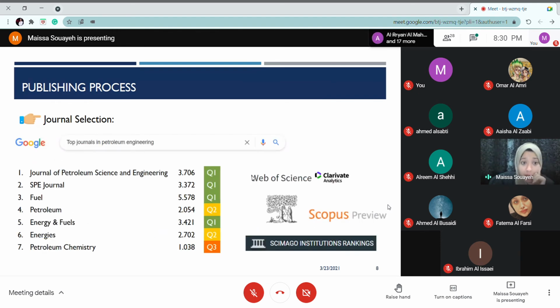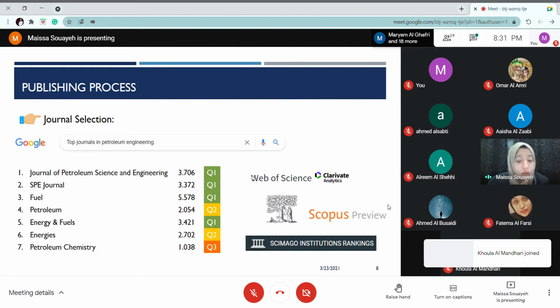For example, I want to publish in a journal in petroleum engineering. I can just Google top journals petroleum engineering. A big list will come up. I can select a few, just by reading, that I feel are related to petroleum engineering. And then you can get the impact factor. The first column of numbers is the impact factor. The second column is the quartile. So any journal that is Q1 means it's excellent, you can publish in it. Avoid publishing in a journal that is not Q1 in your field.